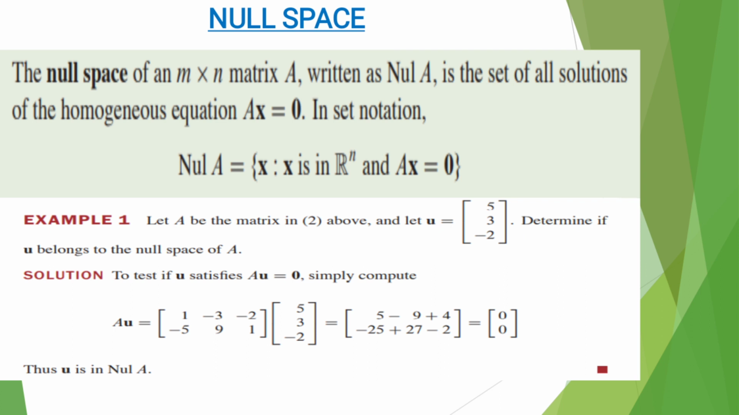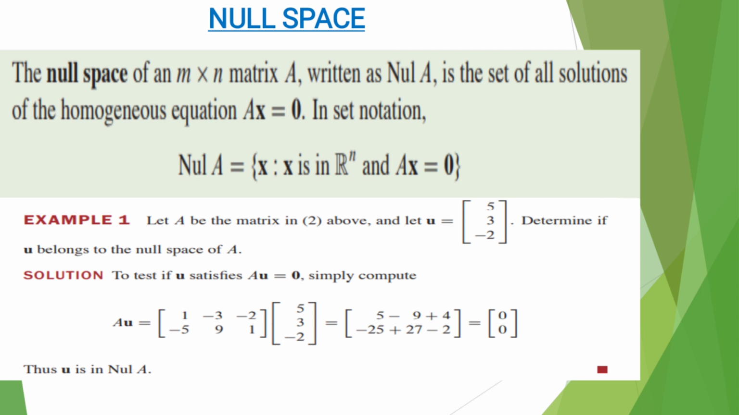So the vector x we find from the equation Ax equal to 0 bar is called the null space of the matrix A. And this null A is a subspace of R to the power n. Null A is the set of all solutions of the homogeneous equation Ax equal to 0 bar. Here A is an m by n matrix, where the order of a matrix is rows by columns, and the null space is a subspace of R to the power n.